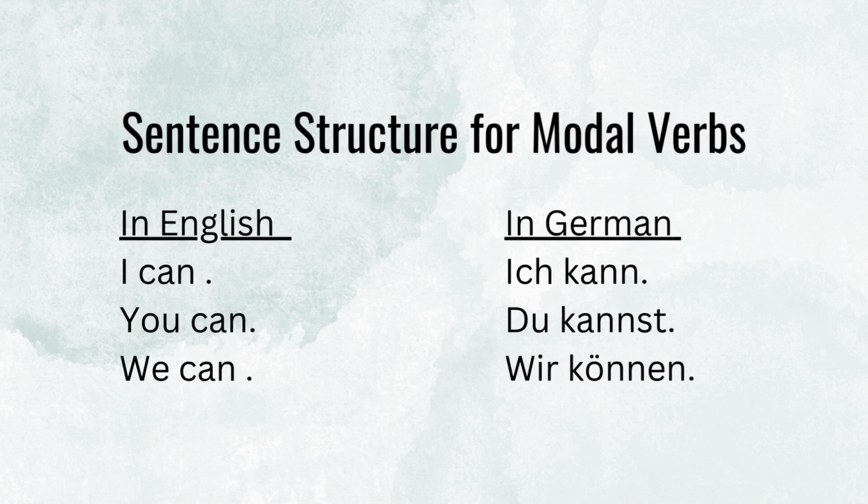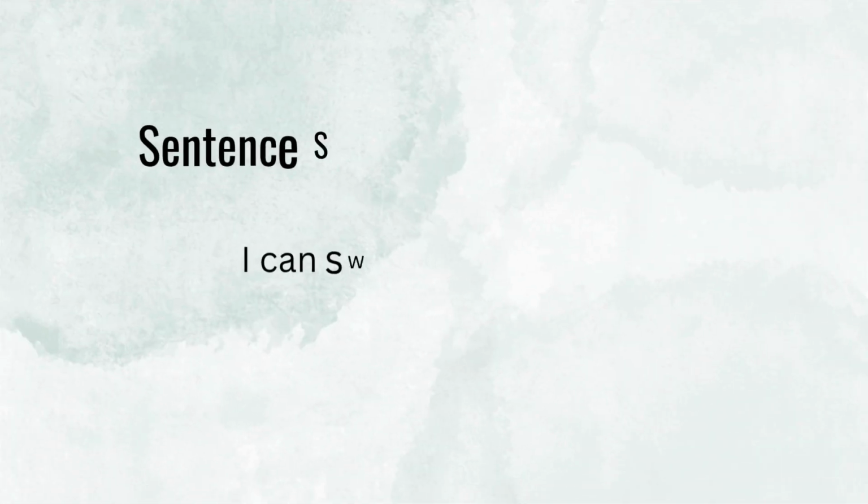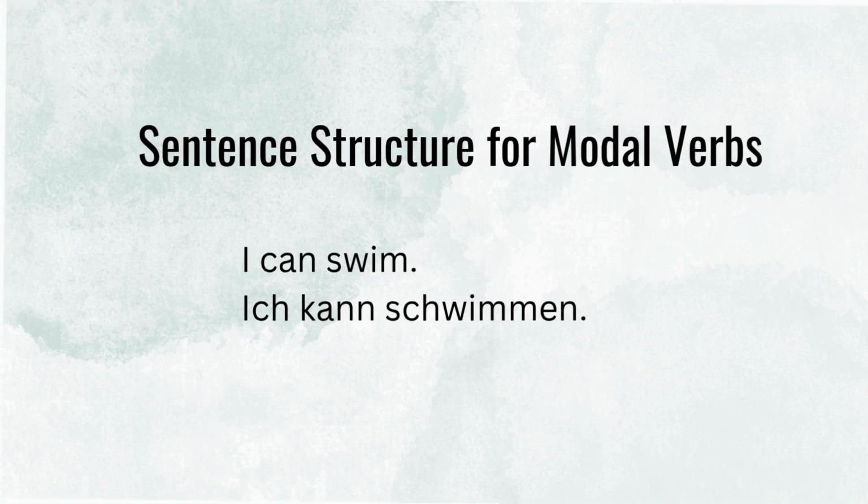In English, we use I can, you can, we can. For all the pronouns, can is not changed. But in German, we know that verbs change with pronouns. So in this case it will be Ich kann, du kannst, wir können. We already know the modal verb is a helper verb, it is not the main verb. So we need to put the main verb also in the sentence. I can swim. Ich kann schwimmen.